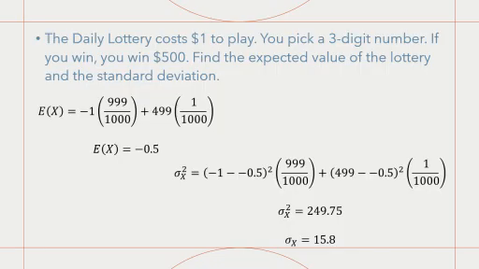So that means that from that -0.5, losing 50 cents, you could lose an additional 15.8, or gain 15.8 on top of that. And there's about a 68% chance you'd fall into that range. So you see it's a very large spread there. You could lose $16 or you could gain a whole bunch of dollars.